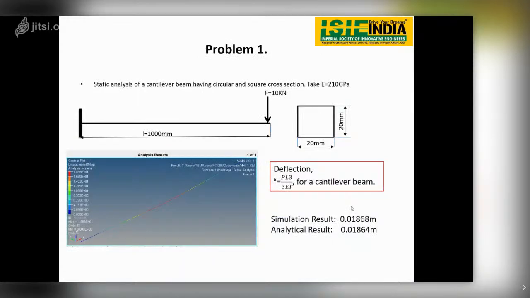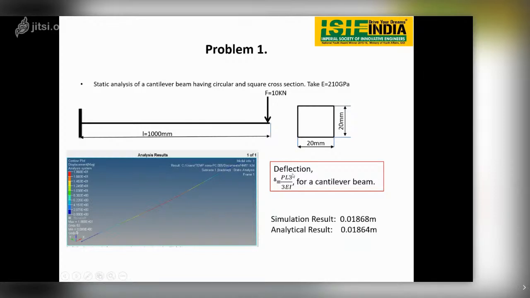Problem 1: the static analysis of a cantilever beam having circular and square cross section, and take Young's modulus equal to 210 gigapascal. We are solving only for the square cross section. Here 1000 mm is the length and the force is applied. The force is P in this formula, and 20 by 20 is the cross section.